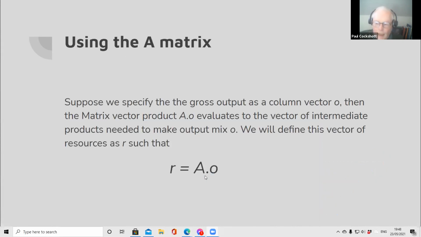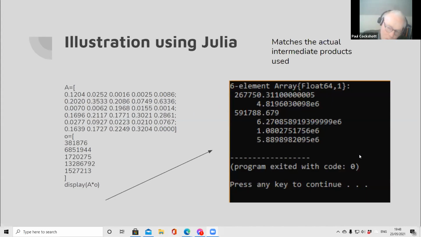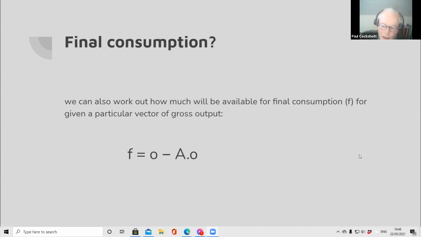Now, the important equation in Leontief is that you can use this A matrix to do a matrix multiply times the output you want, O, and it immediately gives you, by matrix multiplication, the resources you'll require to produce that output. This was a basic result of Leontief's theory of planning. And with the Julia software I've got, you can demonstrate this interactively. But you can also say how much will be available for final consumption.